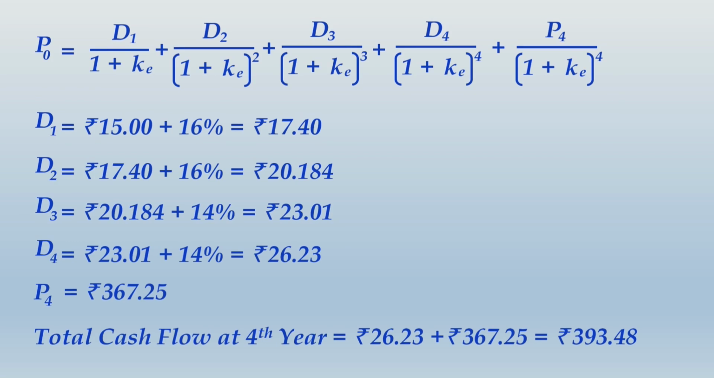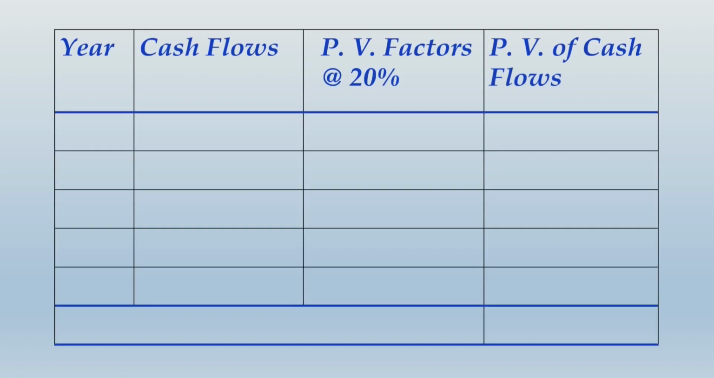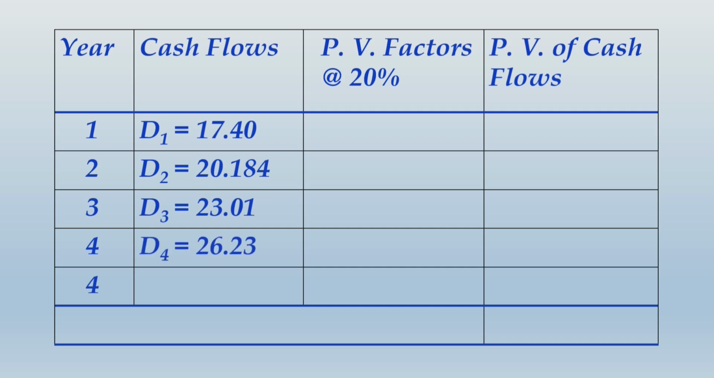Alright friends, once you have completed writing this whole thing, let us move ahead and compute the present value of all these cash flows. So there are 4 years in the calculation. So cash flows for 4 years will be D1, D2, D3, D4 and P4. We have just computed D1, D2, D3, D4 in the earlier part of the calculation. P4 is already given in the question.